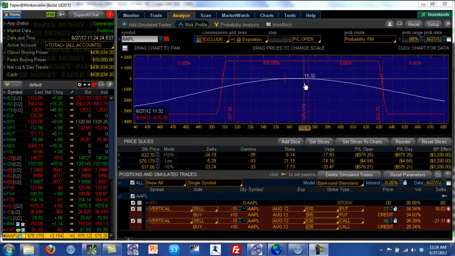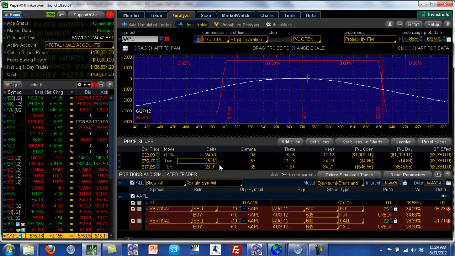One of the most important characteristics of a non-directional trade is that it's going to start out non-directional. However, as Apple moves, because Apple's not going to stay at 575, it's going to move. It might go to 560, 550, or it might go to 600, whatever. So as Apple moves, you're going to see that your delta is also going to change. So you're no longer going to remain delta neutral.